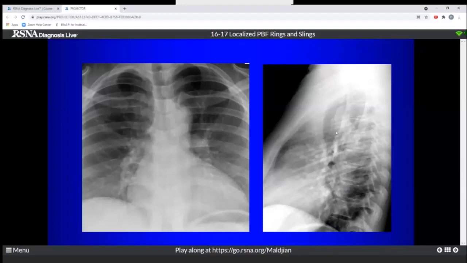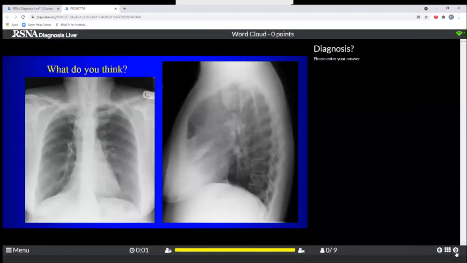So the smooth anterior deviation of the trachea on the lateral chest radiograph is often a clue that you have an aberrant subclavian artery. And if the arch is on the left side, the aberrant subclavian will be on the right side. So the aberrant subclavian is always on the side opposite the arch.